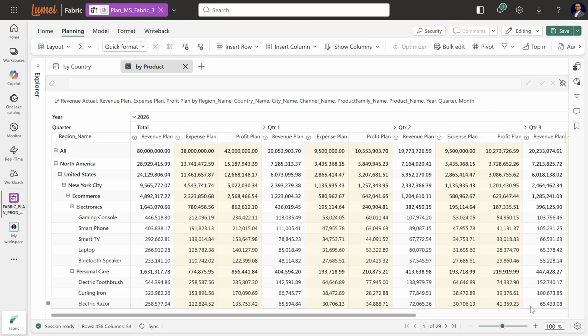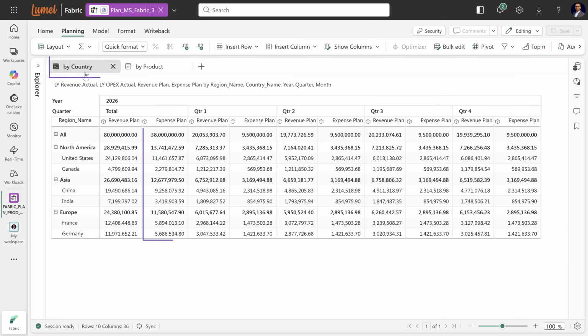Interestingly, any simulation made in one app is instantly reflected in the other. Microsoft Fabric can now look forward and think ahead.